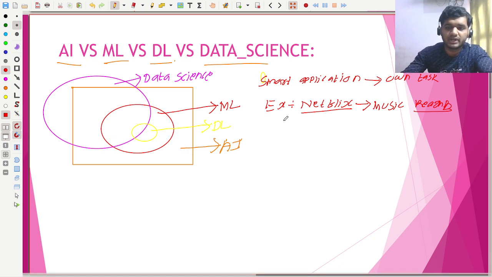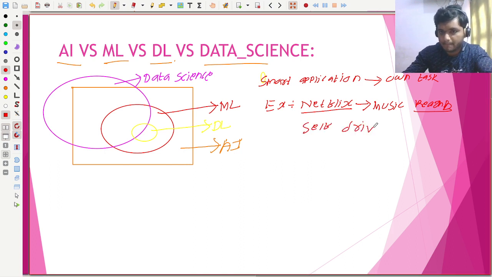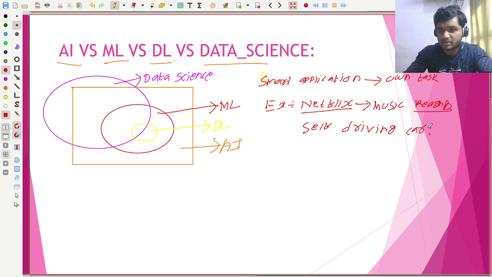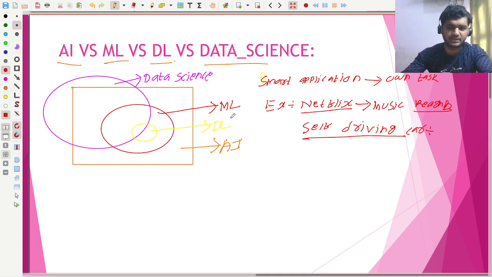After that, also the self-driving car. A self-driving car is also an example of AI. In this, computer vision models and image processing are used in the self-driving car.